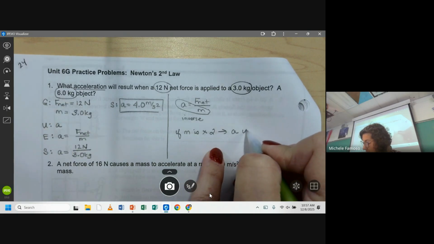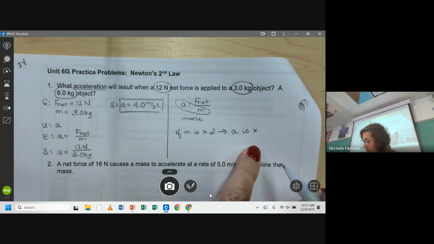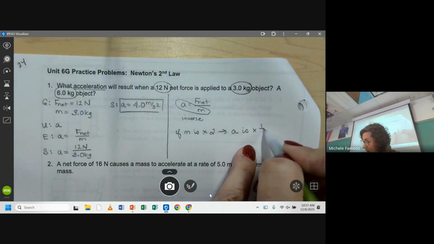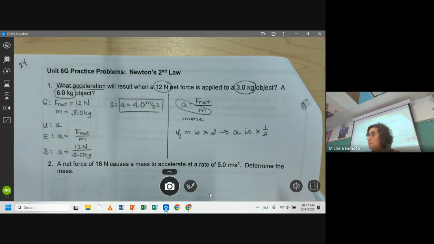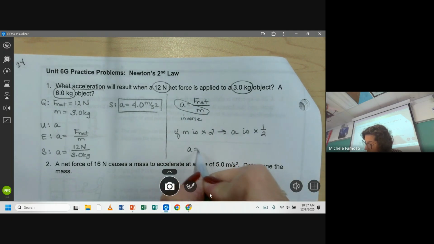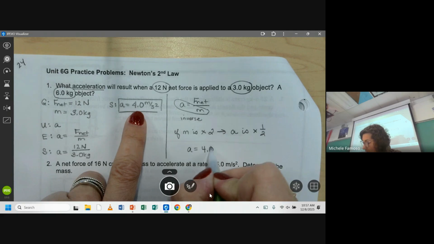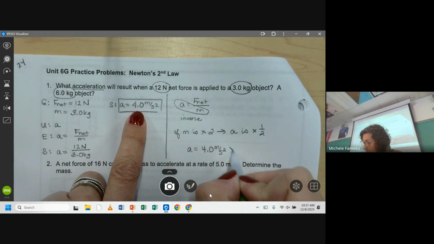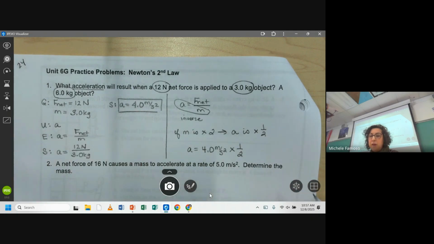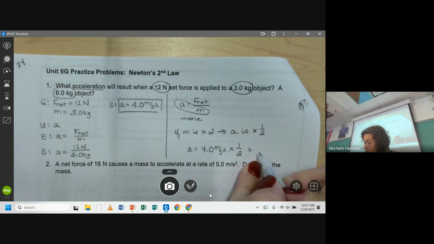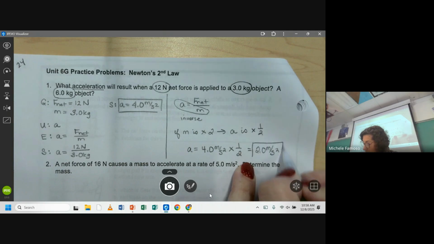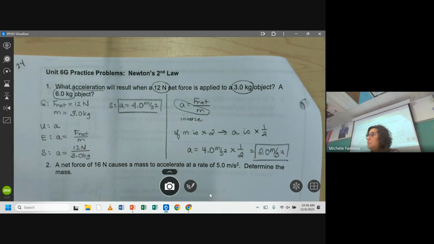That means the acceleration would get multiplied by a factor of 1/2 because of that inverse relationship. So that means that the acceleration is the value I calculated multiplied by that factor of 1/2. It's half of the value I found. So what is my new acceleration? 2.0 meters per second squared with the sig figs. Okay?